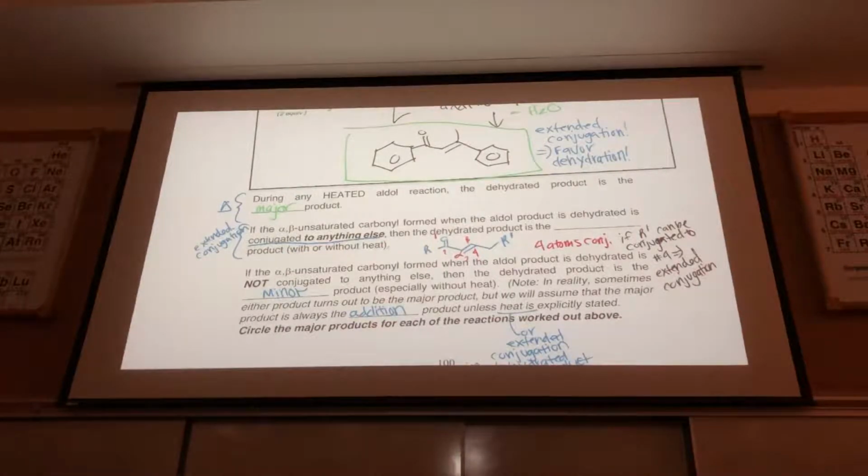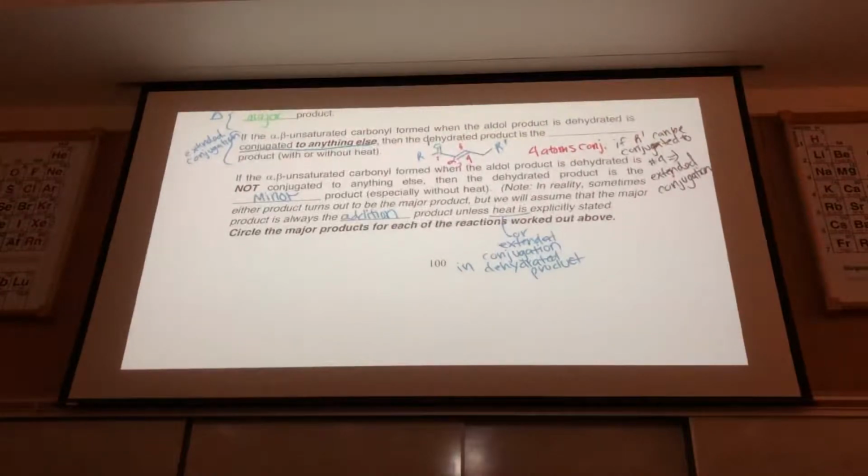So if you are not sure which way to go, look for heat over the arrow. Look for the words used to describe the problem. Oftentimes it'll be simpler than you think. They'll tell you, draw the dehydrated product, draw the aldol addition product. You have to know that vocabulary. Draw the alpha beta unsaturated carbonyl that results. That means you're doing the dehydrated route. Draw the beta hydroxy ketone that results. That means you're doing the addition route, right?